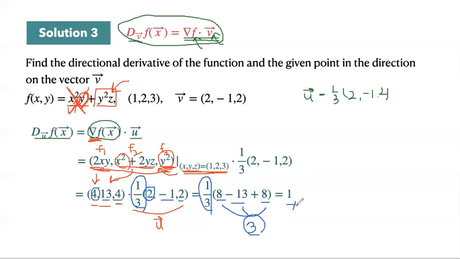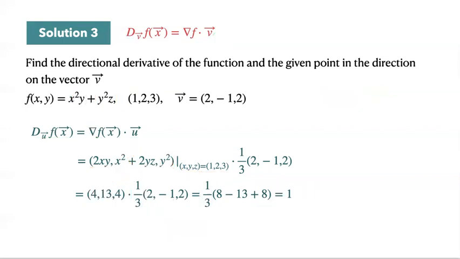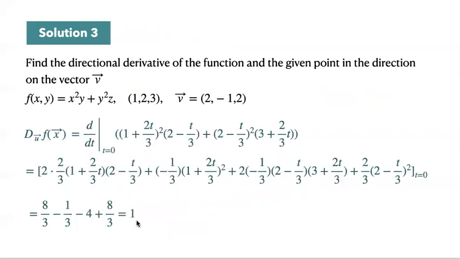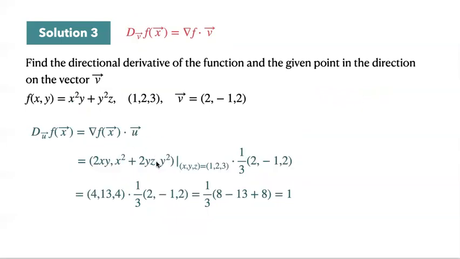So we get the directional derivative. The value is 1. Okay, you can see that this one is the same solution with this method. Okay, since we can calculate the gradient vector quickly, this method is easier.